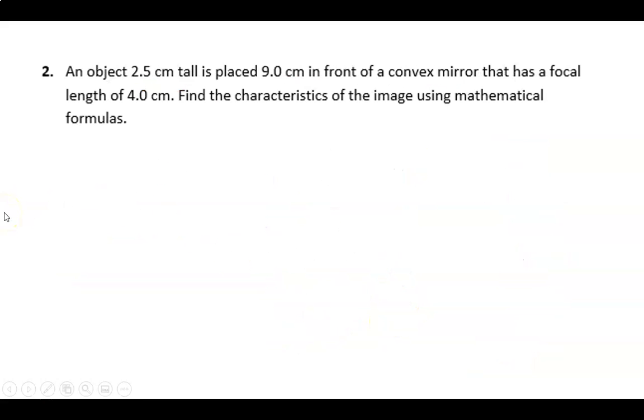Let's take a look at one more example. In this case, we've got 2.5 centimeter tall objects, so height of the object is 2.5 centimeters. Place 9 centimeters in front, so distance of that object is 9.0 centimeters. Has a focal length of 4.0 centimeters. Now that focal length, because this is convex, means it's diverging rays, which means we're going to use negative 4.0 centimeters as our focal length. And again, we want to find the image.